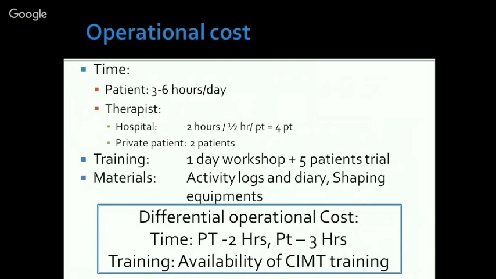Therapists have to undergo training, at least a 1 day workshop plus trial on 5 patients is advisable, and the materials he has to prepare and give. So the intervention of CIMT involves this operational cost also. So in summary, when you are planning to apply CIMT, it's going to involve all these costs together. So you need to consider all these costs before thinking of applying CIMT.